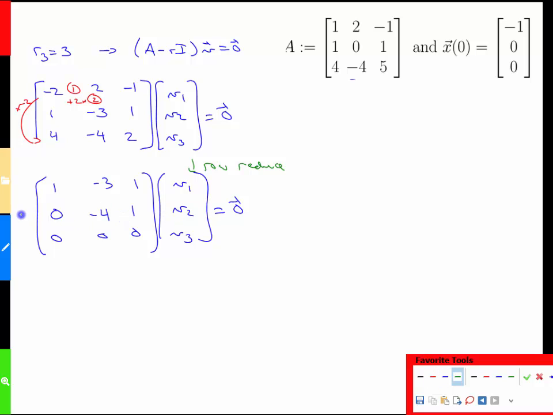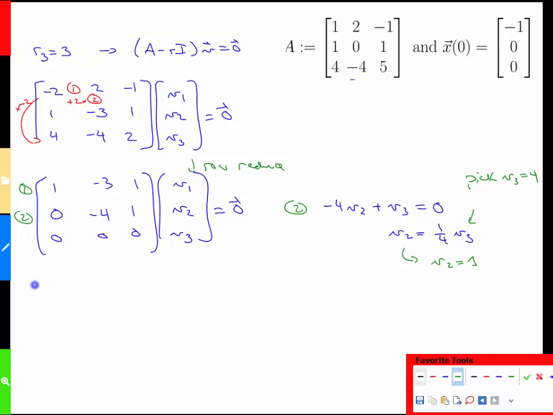Let's take the second equation here to start with because it's simpler. That second equation gives us negative 4 v2s plus a v3 equals 0. So v2 is 1/4 of v3. We want nice integers if we can get them, so we'll pick v3 to be 4. And that will immediately give us v2 is 1/4 of that, or just 1.